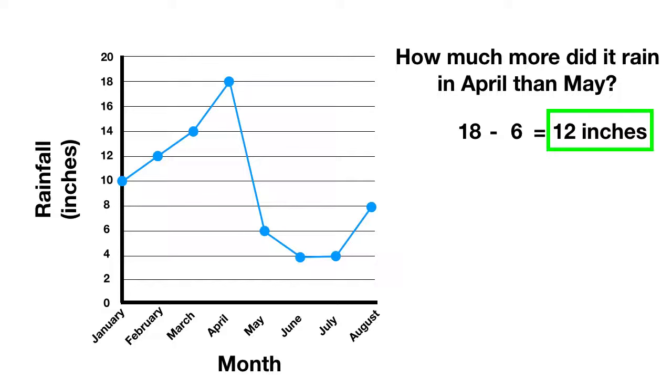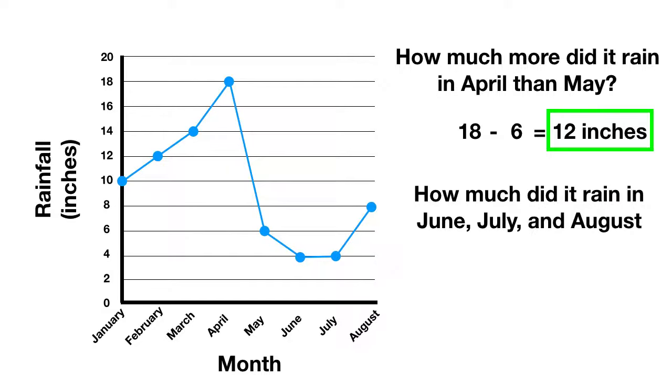Our next question. How much did it rain in June, July, and August combined? Well, let's start with June. How many inches did it rain in June? You can see in June, the dot is right here. On the graph, that's at 4. It rained 4 inches in June. Then let's add July. How many inches did it rain in July? Well, July's dot is right here, which is also at 4 on the graph. It rained 4 inches in July.